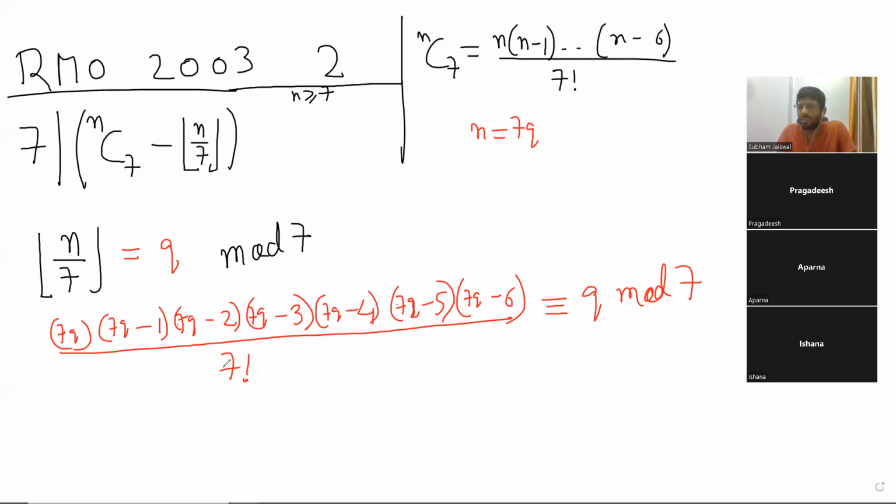The point is this: now how do we simplify this? Well, the easiest thing that comes to mind is make this 6 factorial and remove this 7.